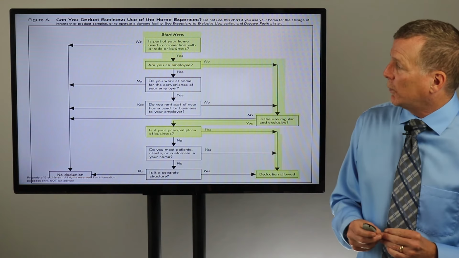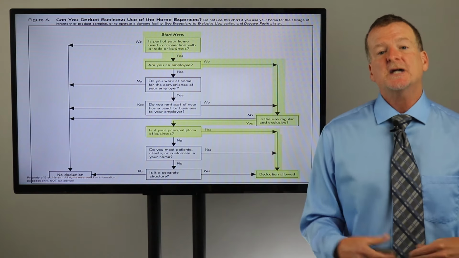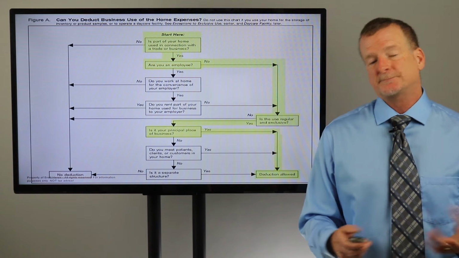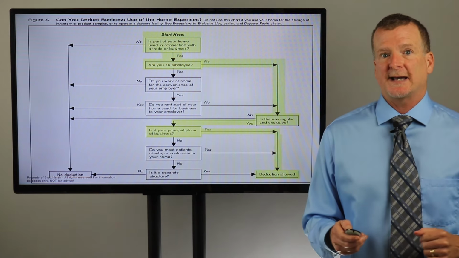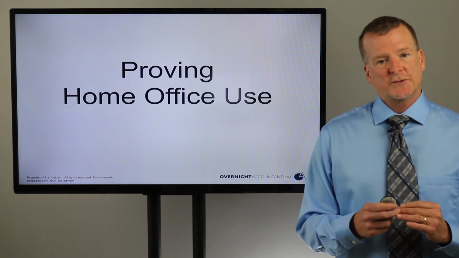Here's actually a list of how you qualify for the home office. It's going to be too small for you to see. It should be in your resources if you want to print it out. But anyways, you can pause this and take a look at it if you're able to see it. That's a little flow chart.